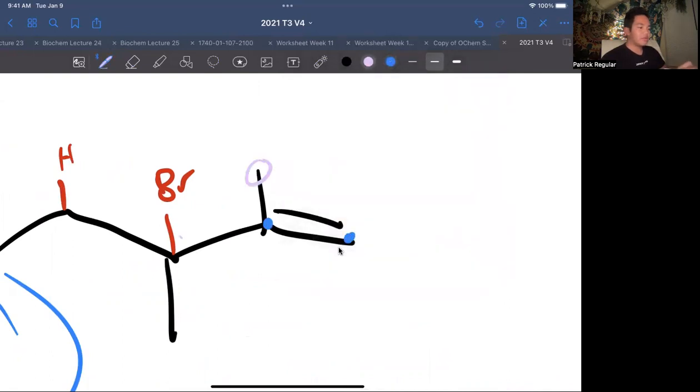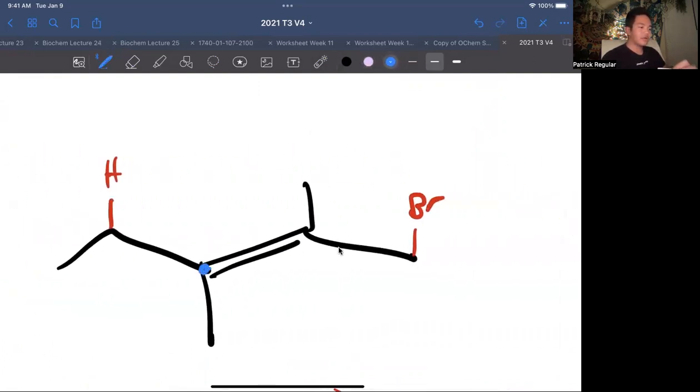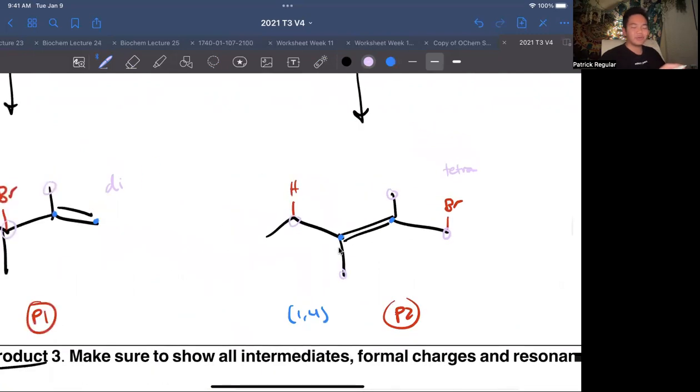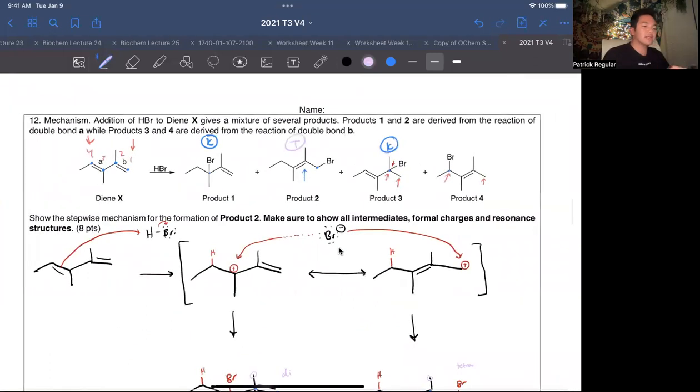We got 1 carbon, 2 carbon, that's di. Okay, so look over here, bridgehead carbons. Let's look at our carbons: 1, 2, 3, 4. That's tetra. If we're looking at di versus tetra, which one's our thermodynamic product? It's going to be the most substituted. It's going to be tetra. So in this case, our thermodynamic product is the 1,4 addition. So product 2 is a thermodynamic product.